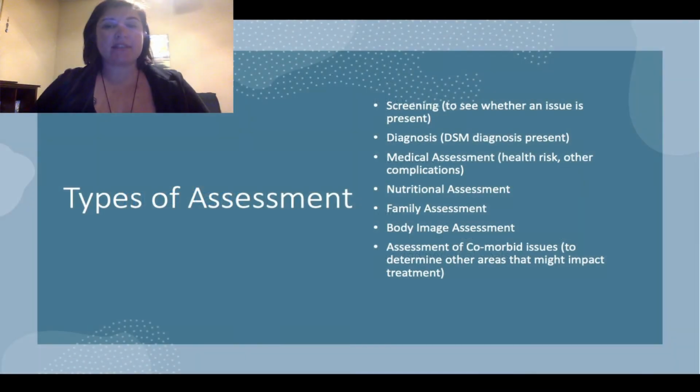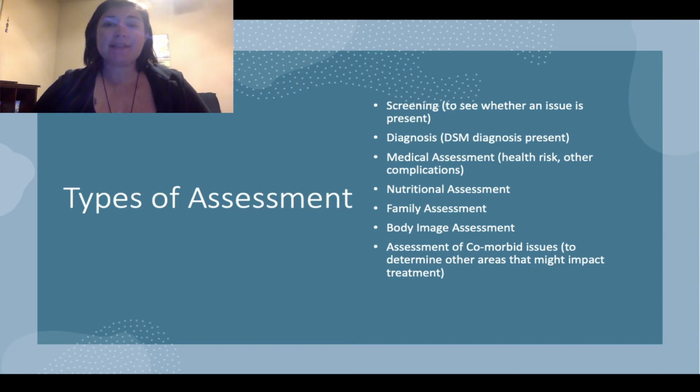So there are different types of assessment. One is screening. The screening questionnaires basically ask certain questions to see if there's even an issue that might be present. If there is, then we might want to find out the diagnosis. So these are the DSM diagnosis and criteria that they might meet. Another assessment is a medical assessment. What are their medical symptoms from their diagnoses or other health risks and complications? Then there's a nutritional assessment where we're identifying what does their current diet look like and are they missing certain nutritional vitamins or deficiencies.